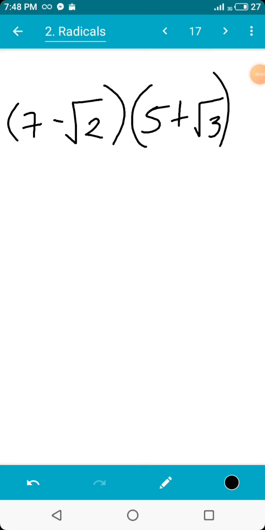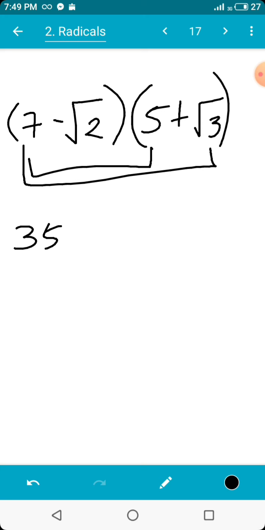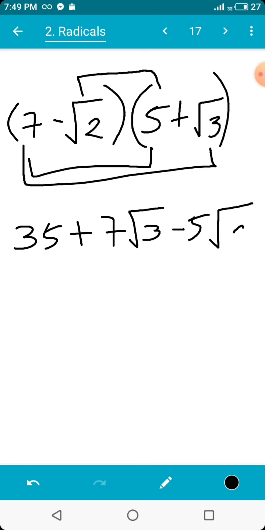Okay, so we have here 7 minus square root of 2. And then, i-multiply natin sa 5 plus square root of 3. So, ito yung sinasabi natin kanina na gagamitan natin ng FOIL method. Okay? So, yung first, it will become 35. And then, yung outside, so that is 7 times square root of 3. So it will become positive 7 square root of 3. Okay? And then inside, so negative square root of 2 times 5. So that is negative 5 square root of 2.